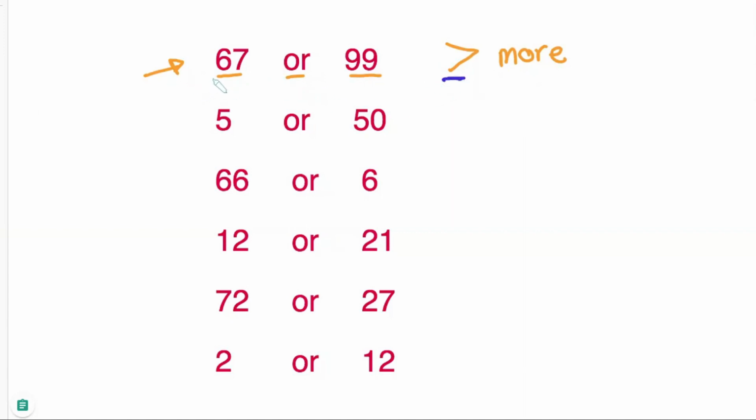Okay, so if we look at these two numbers, let's start with the top one. We have number 67 and we have number 99. Now we need to work out which one is more. If we put T for tens and O for ones on top of each number, it will help us to identify which one is more, because we can look at the number in the tens column, and we can look at the number in the ones column, which is identified by an O on the top.